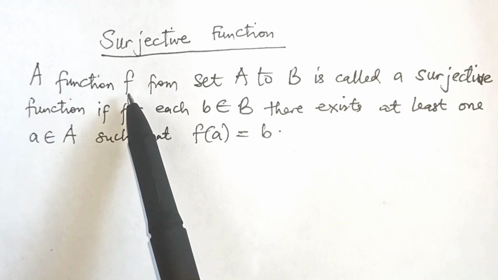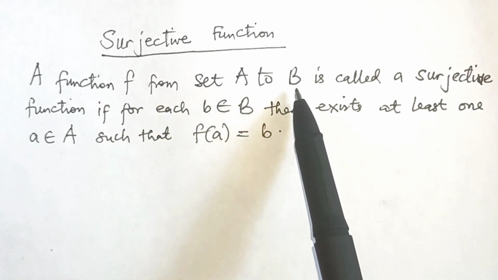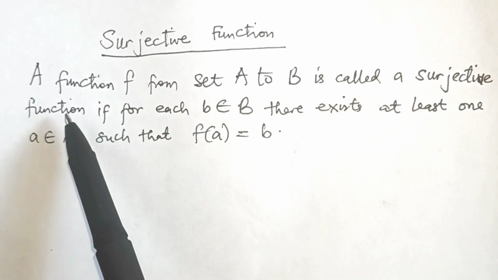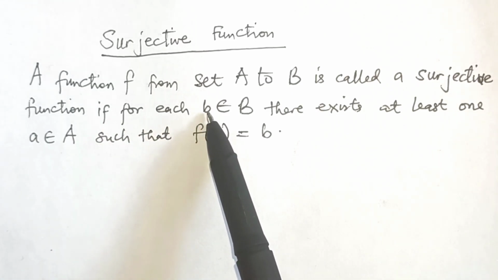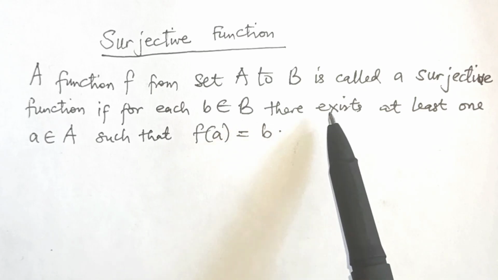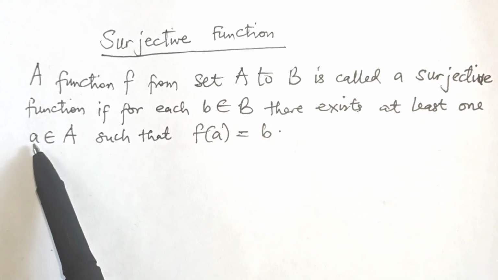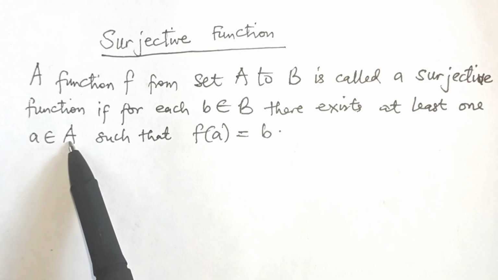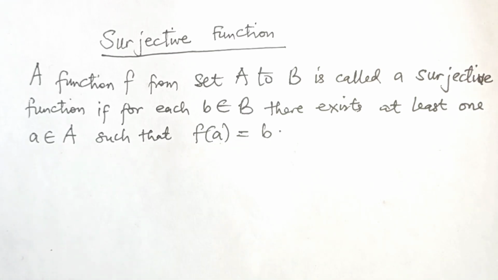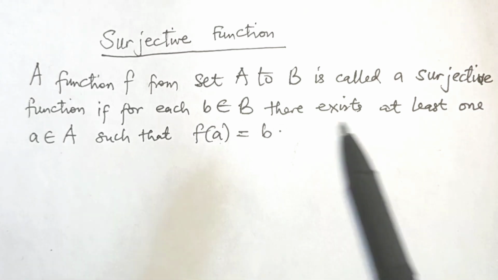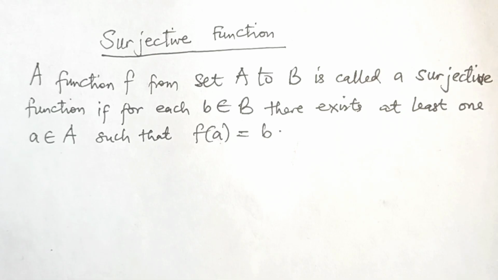A function f from set A to B is called a surjective function if for each element small b in set B, there exists at least one element a in set A such that f of a is equal to b. So this is the definition for a surjective function. None of the elements are left out in the surjective function because they are all mapped from some element of set A.